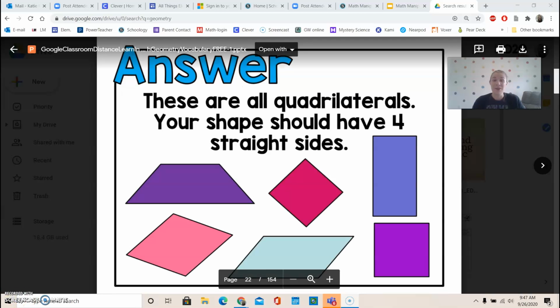All of the shapes that you see in the window right now are quadrilaterals. You see all different types. See if you can pause the video and name as many as you can. We'll try again at the very end.